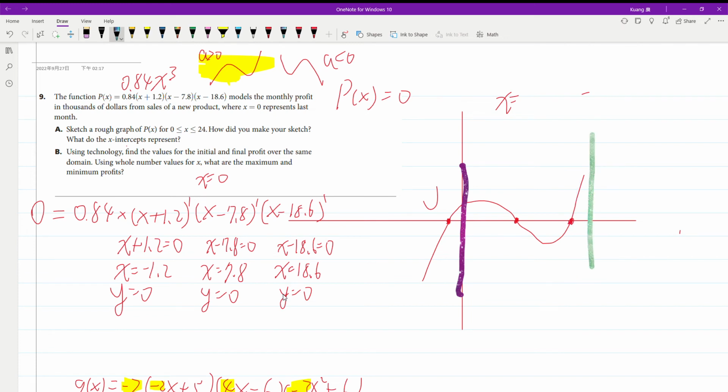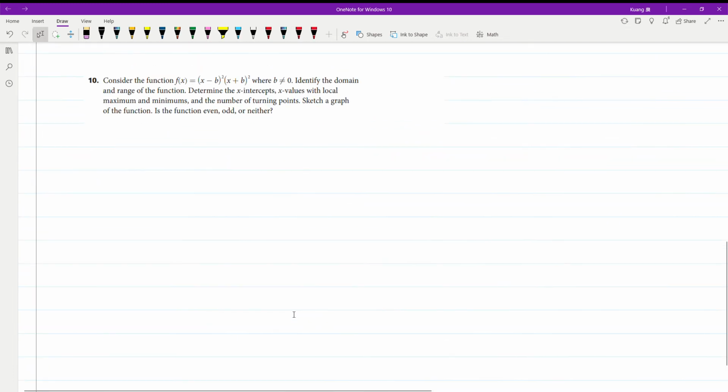24 maybe is here, and then press enter. The calculator will help you find the maximum and minimum profit. Because I cannot show you the calculator here, if you have any question using the calculator, please come to me. Maybe I can show you in person. This is how to solve question 9, and then question 10.